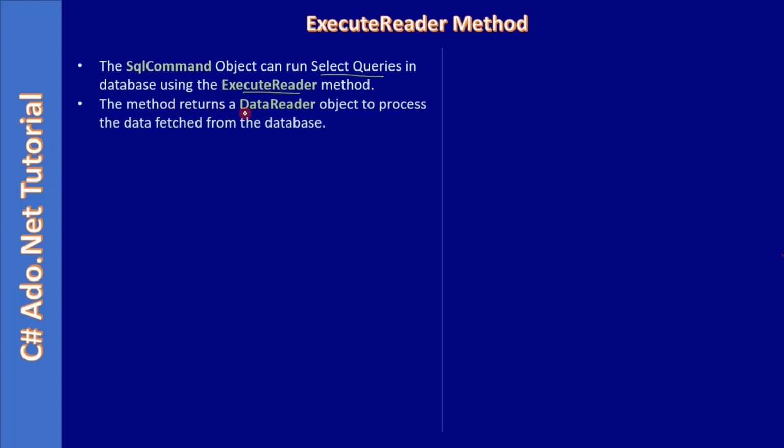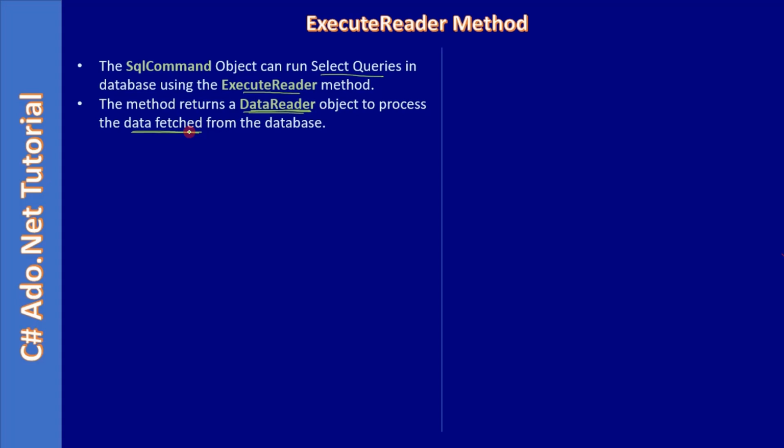The ExecuteReader method returns a DataReader object, and the DataReader object is useful to process the data fetched from the database. So the fetched data is not a single value like rows affected in our previous case. Here it will be a table of information. So we need a special object, and the object is DataReader. So the SqlCommand method is ExecuteReader.